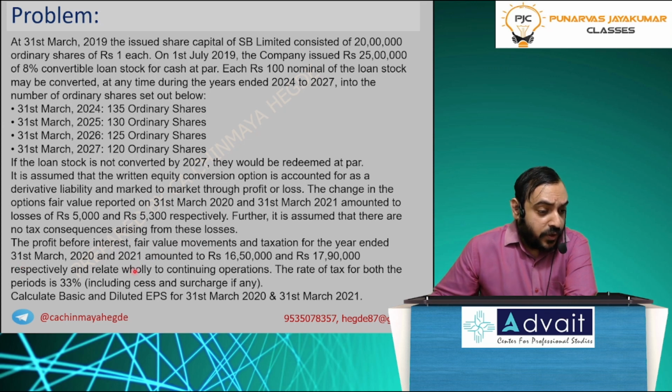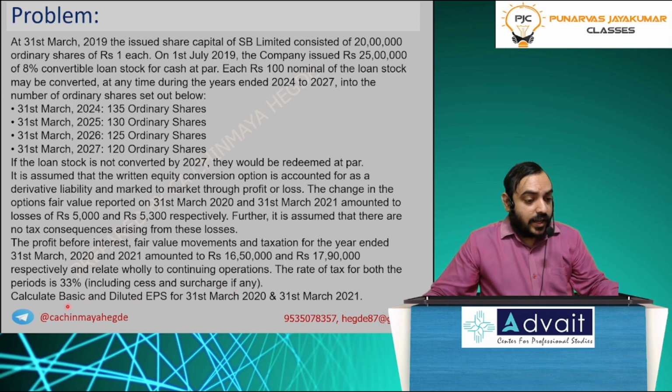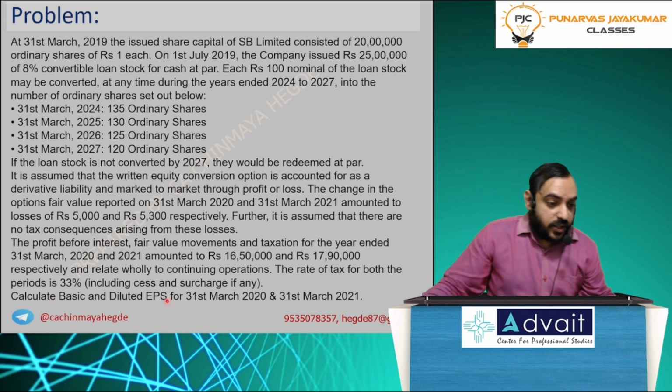The profit before interest, fair value movement, and taxation for the years ended 31st March 20 and 21 amounted to 16 lakh 50,000 and 17 lakh 90,000 respectively, and relates wholly to continuing operations. The rate of tax for both the years is 33%, including cess and surcharge, if any. Calculate the basic and dilutive EPS for the year 2021.